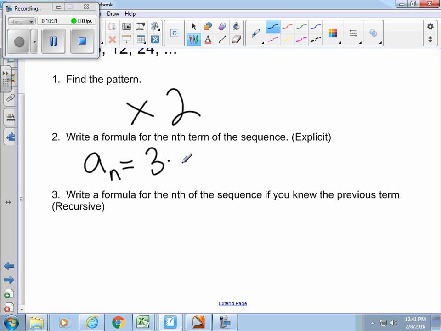3 times 2 to the n minus 1. Very good. What do y'all think? Try it, see if it works. I actually remember these. You do? Kind of, yeah. Cool. Just the basic thinking of how to do it.